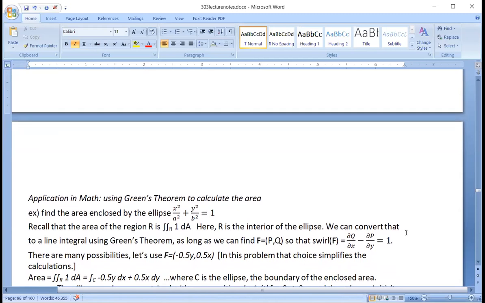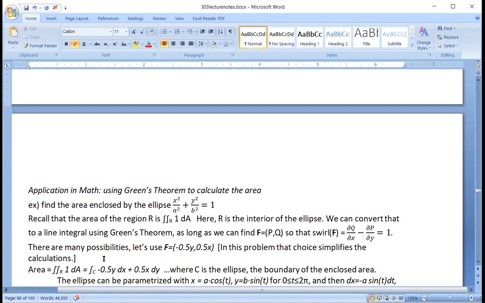Here is the thing that we want to do. We know that the area is the double integral of 1 dA, which is going to be the line integral of F dot dr, which works out as negative half y dx plus half x dy. And again, C is our ellipse. We know how to parameterize the ellipse. We did it in a previous problem, but just to remind you, it's like a circle, but x and y each have their own coefficients. So x equals a times cos t, and y equals b times sine t, and t goes from 0 to 2 pi.